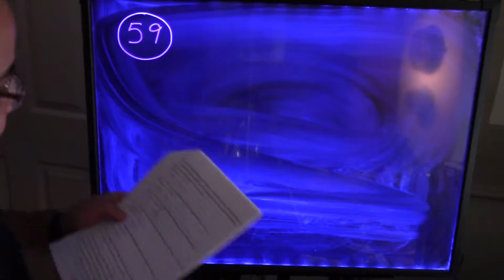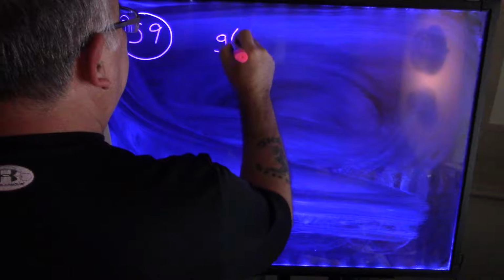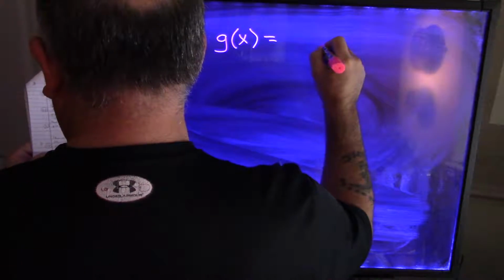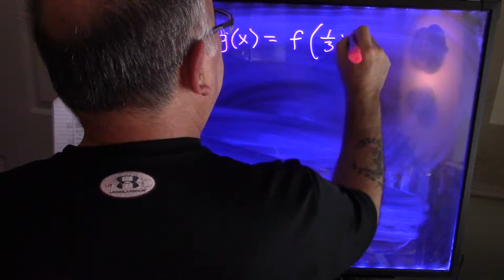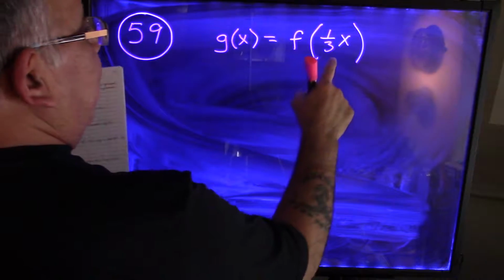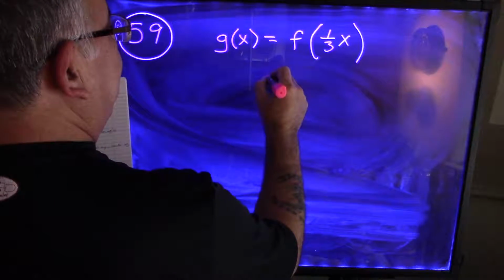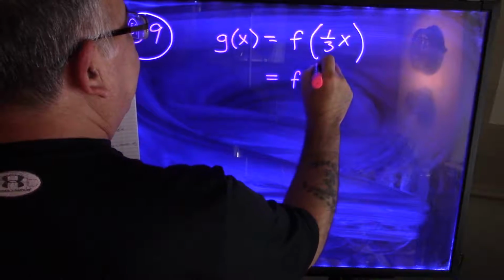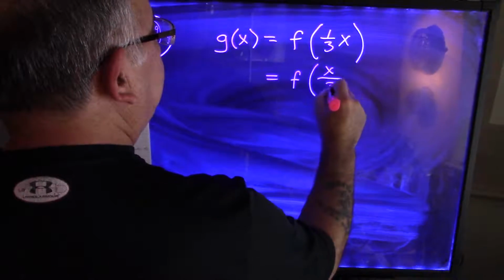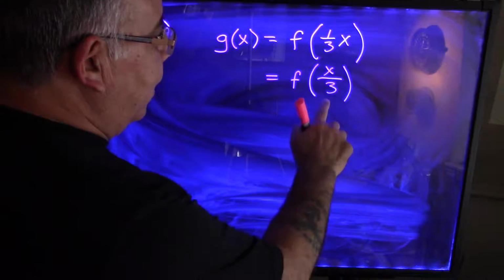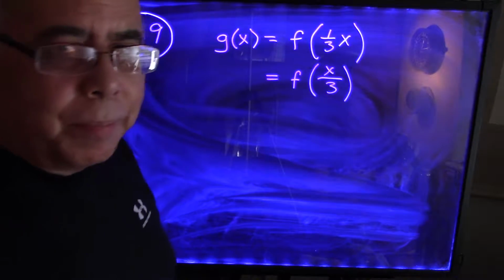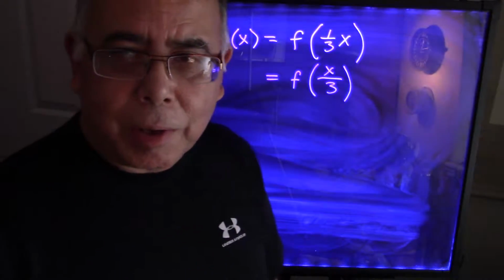Number 59. We have g of x equals f of 1/3 x. So if you think of 1/3 times x as x divided by 3, or x over 3, so it's f of x over 3. So we have the 3 under the x here, and so think horizontal.